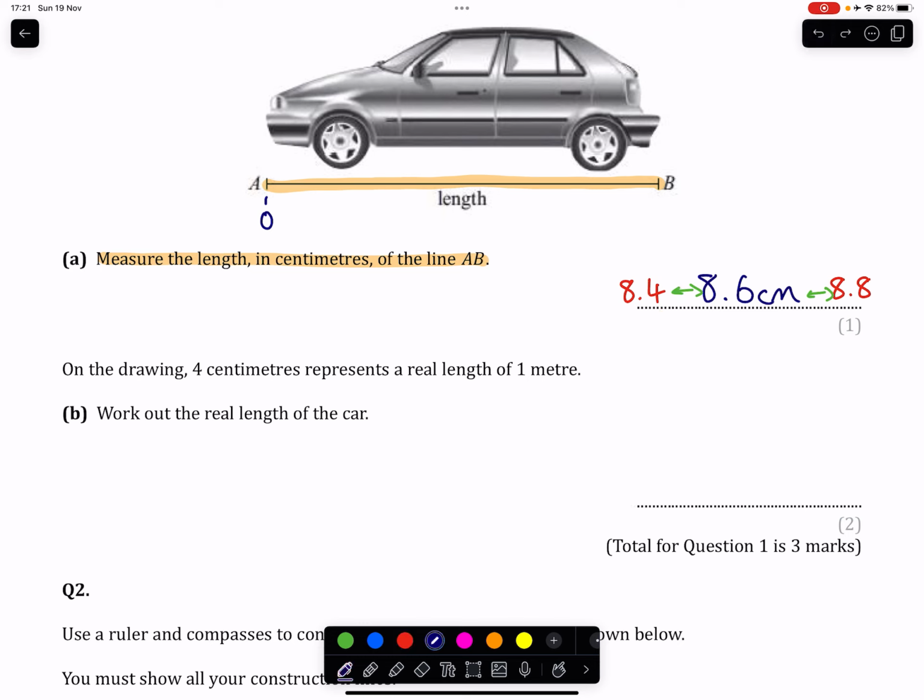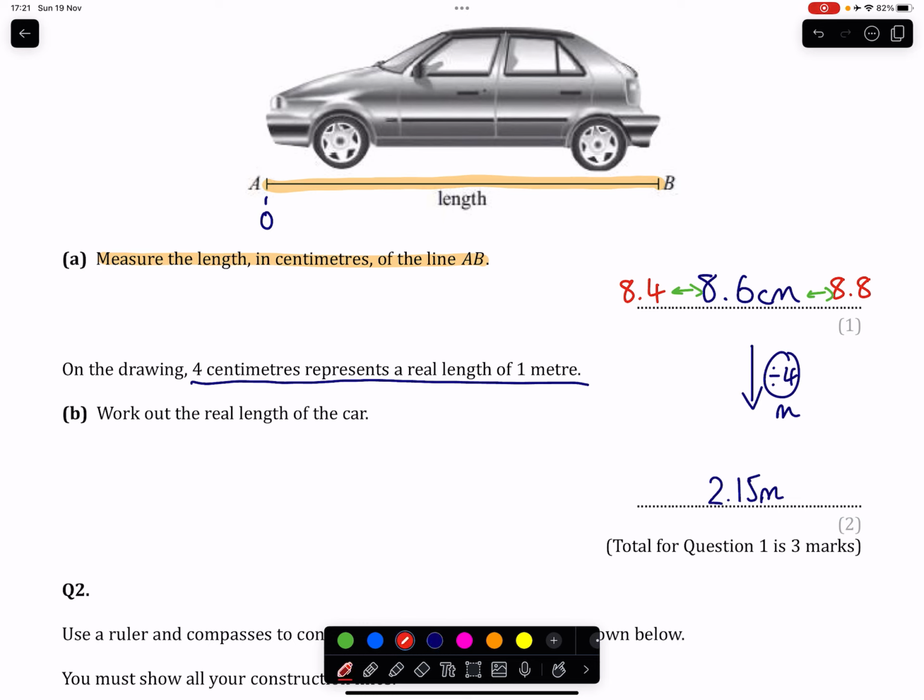So for the next part, 4 centimeters represents a real life length of 1 meter. There are a few ways you can do this. You can interpret that as saying, well, if I divide this by 4 and write meters at the end, then that's going to allow me to do that conversion. And you'd be absolutely right. If I divide that by 4 and then put an m at the end, it will indeed give me our correct answer of 2.15 meters.